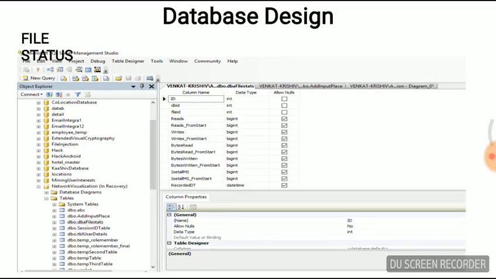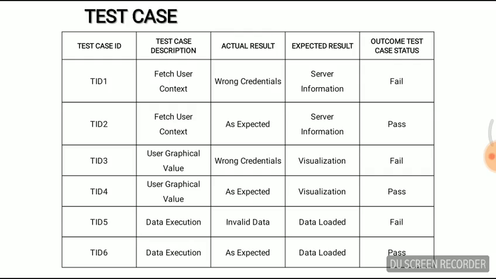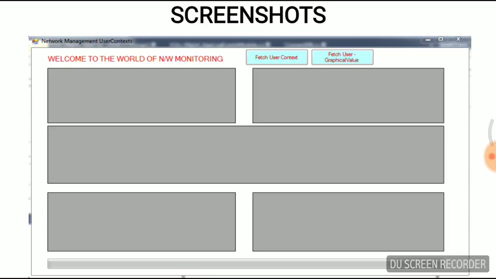Database file status, this is id. The database id field record will be data. This is a data table design. My implementation model description: my models are user context visualization model, server level information, network path tracing, application log event visualization, read or write. Test cases, which contain first one fail, one pass, one fail, one pass, one fail, one pass. My test case.